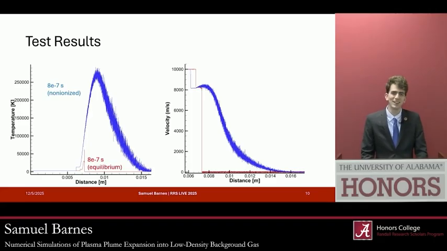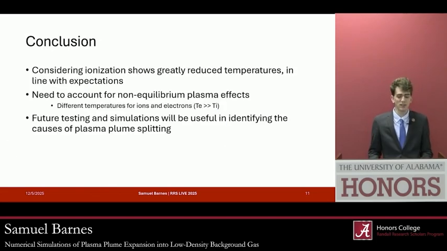And the important thing to take note of here is that the temperature of the non-ionized gas in the simulation is very high. That's in the 200,000 Kelvin range, which is many times hotter than the surface of the sun. So it's safe to say that we can assume that there's some degree of ionization. So we consider that ionization shows greatly reduced temperatures, and that's in line with our expectations, because we would assume that some of the energy needs to be sent to ionization as opposed to purely temperature.